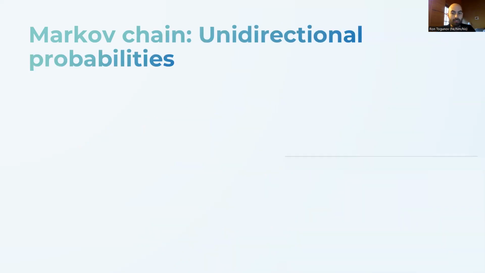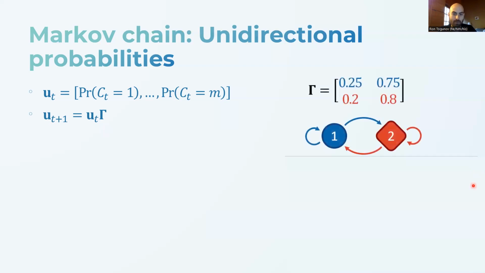The handy thing about storing the gammas in a probability matrix is that we can use matrix multiplication. So if we define u_t as a vector containing the probabilities of being in each of the possible states at time t, so at time t, the probability that you're in state 1, state 2, all the way to state m, then we can calculate u at time t plus 1 simply by multiplying u_t by the transition probability matrix gamma. This is, again, best illustrated with an example.